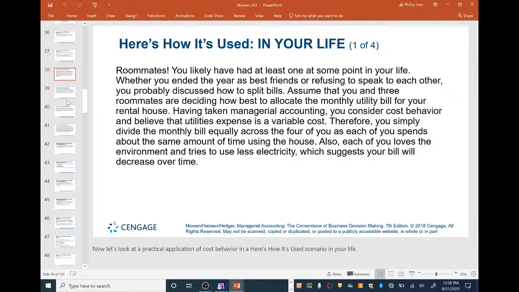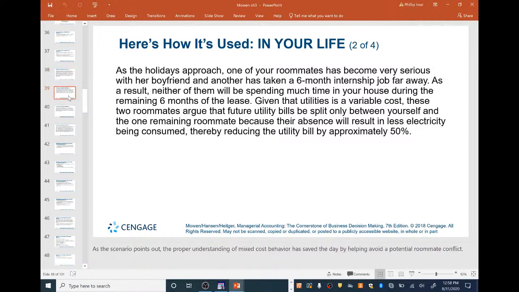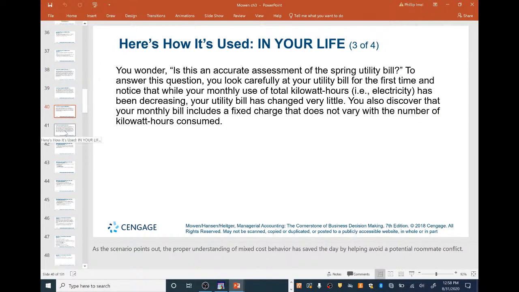Here's another how it's used. In this scenario, it's in your own personal life. So once again, we've got a lot to cover. Read this on your own time. There are 4 slides here. Hit pause, go back to your PowerPoints, read through this, and relate it to the topics just covered. We'll flip through them real quick, to let you get a generalization of what you're looking at.